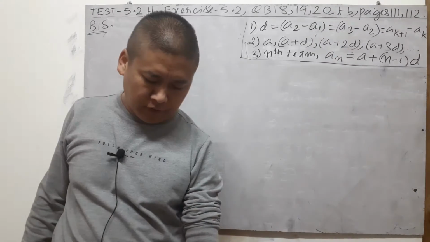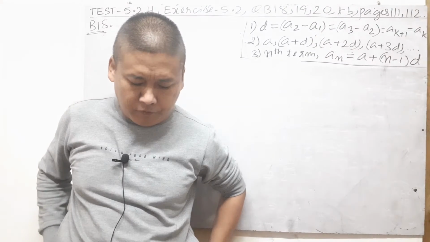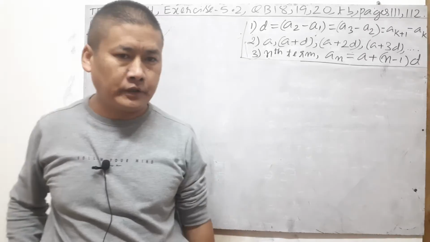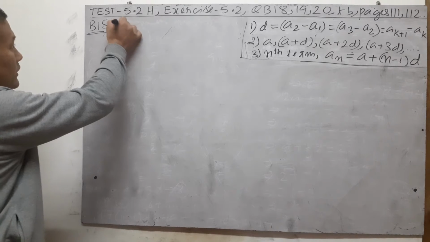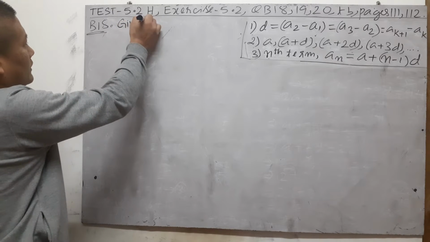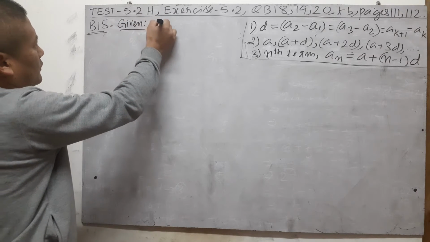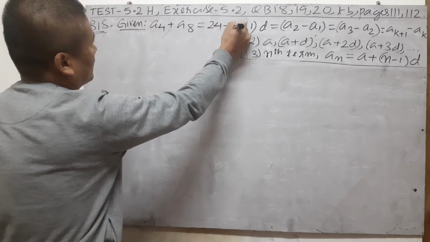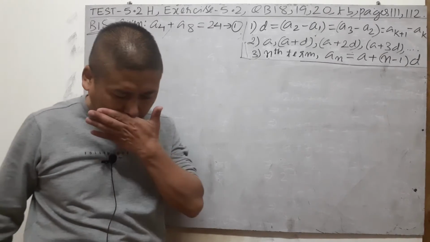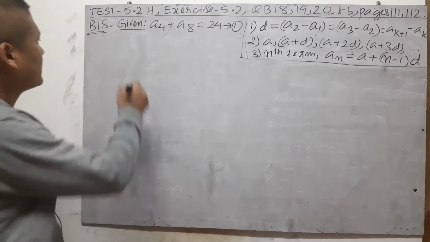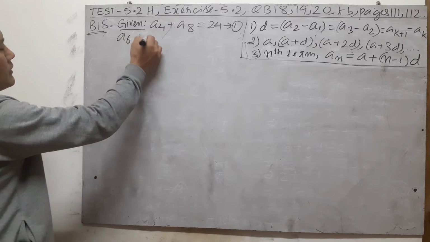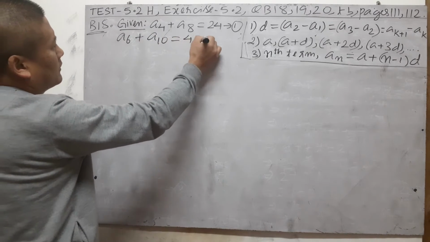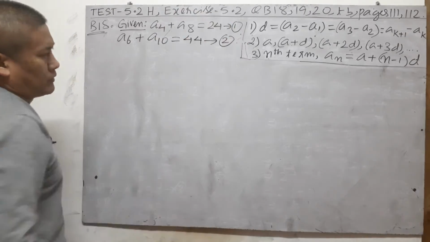Okay, the sum of the 4th and the 8th terms of an AP is 24, and the sum of the 6th and the 10th terms is 44. So there are two conditions given there in the question. Let us write them down. Given to us is the sum of the 4th and the 8th term is 24. So let us put this one as equation 1. And the 6th and the 10th term. So A6 is the 6th term value and the 10th term value A10 is 44. These two are clearly given to us.